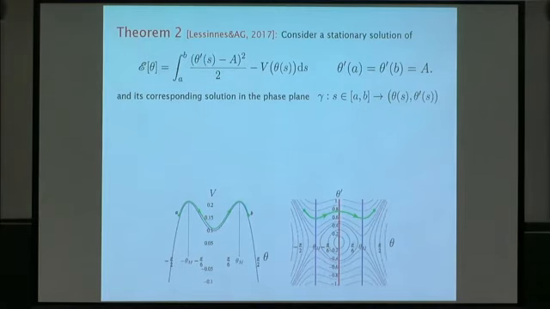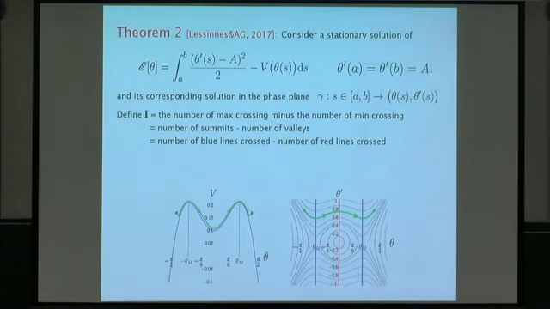Okay, so let me give you the second theorem, which is the most interesting one. The first is about the Dirichlet condition. So if I consider a stationary solution of the energy functional, and I look at the curve in phase space, so I give you a V, and it satisfies the boundary condition, and I draw this curve. Okay, I have the green curve. Now I'm going to compute something out of this green curve: the number of max crossings minus the number of min crossings. How many times I go on the top minus how many times I go below. So that's 2 minus 1, which is 1.